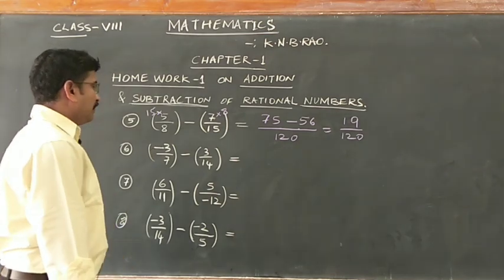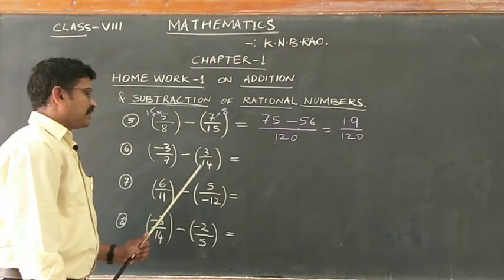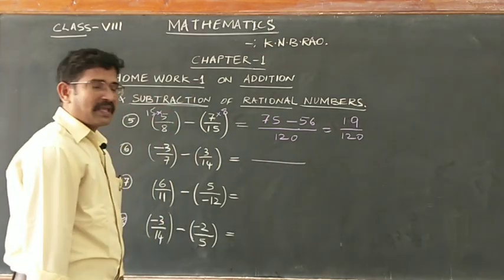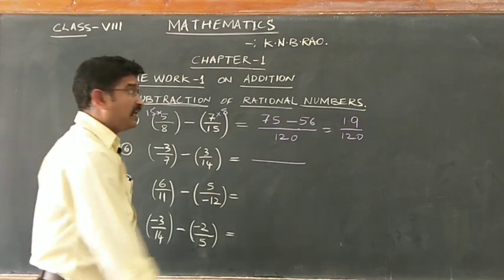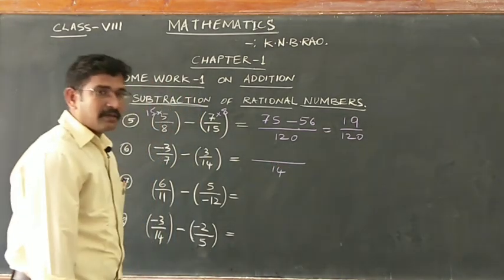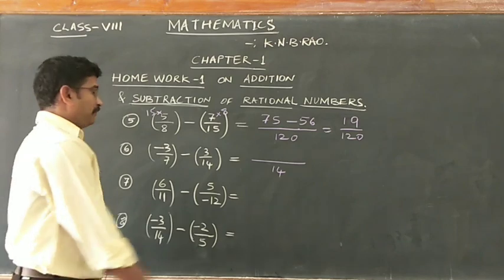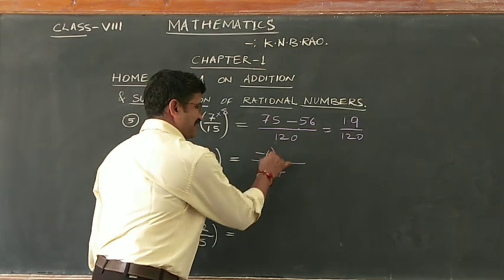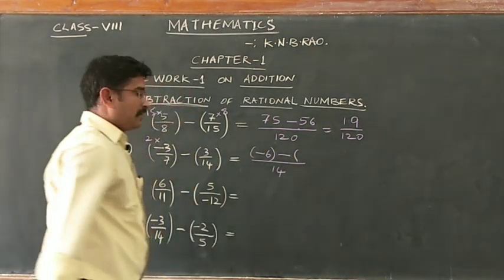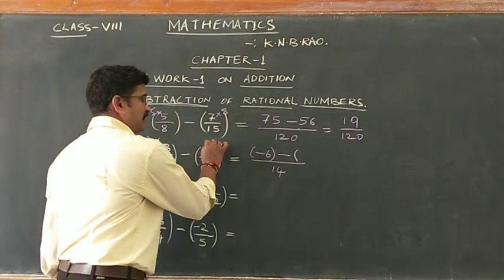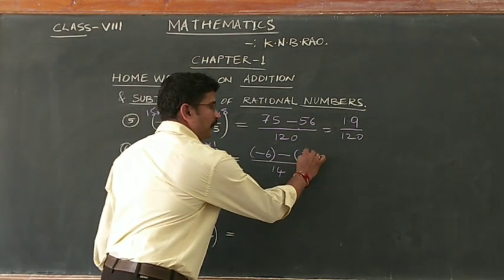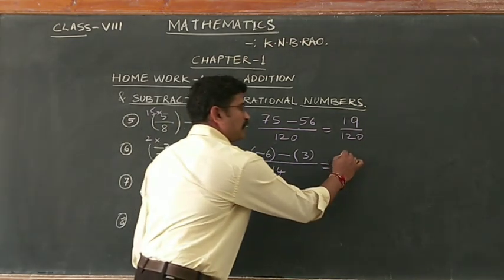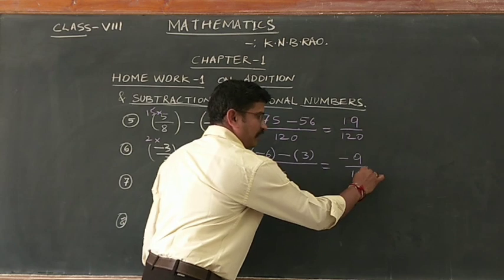Next, here minus 3 by 7 minus 3 by 14. Here try to observe, the LCM of 7 and 14 is 14. This 7 in 14 is twice. So, 2 minus 3s are minus 6, minus, here 14 in 14 is once. So, 3 ones are 3. So, minus 6 minus 3 is equal to minus 9 upon 14.